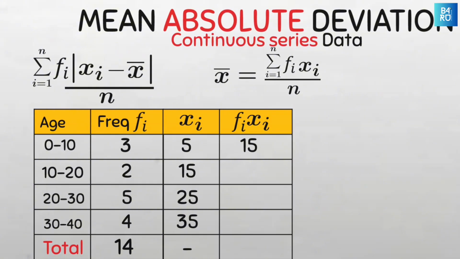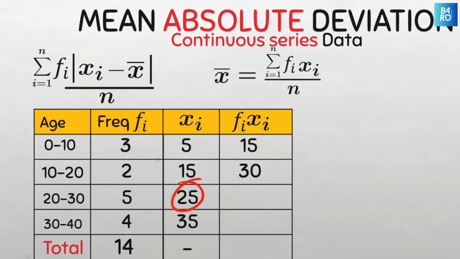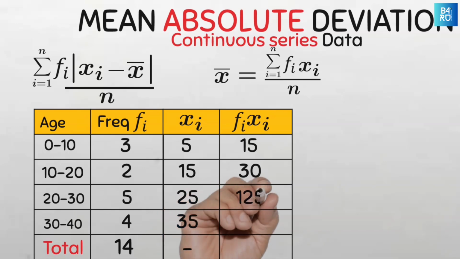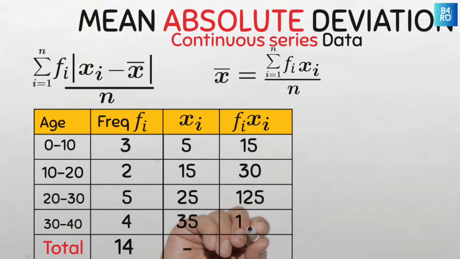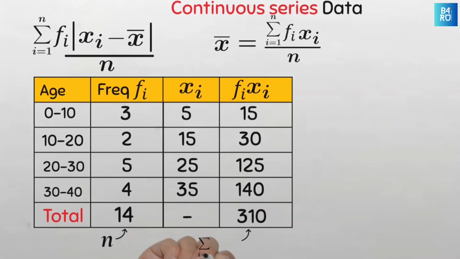For the second class, we'll multiply the frequency of 2 and the midpoint, which is 15, and we would have 30. For the third class, we'll multiply the frequency of 5 and the midpoint of 25, thus we would have 125. And for the last class, we'll multiply the frequency of 4 and the midpoint of 35, thus we would have 140. And our total will be 15 plus 30 plus 125 plus 140, so we'll have a total of 310. So the summation of f of x is 310.